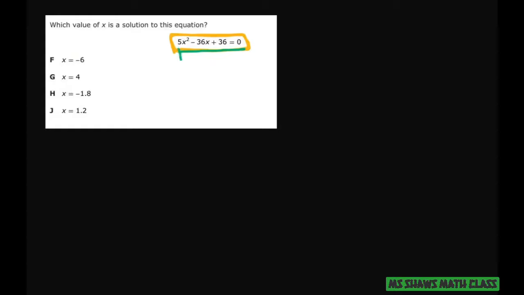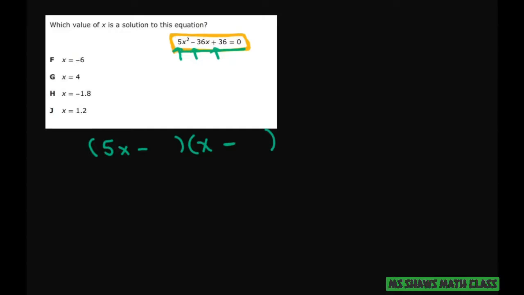I know 5 is a prime number. So if I set this up to factor, I know it has to be 5 and 1. I also know this is a positive, this is a negative. So both of these have to be negative. So when you multiply. Now the issue is going to be our factors of 36.